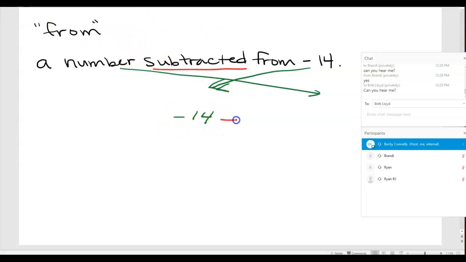right? So we'll have minus, and then a number, well, that's what we don't know for sure, right? So we'll just call that n or x or whatever you want to call it.